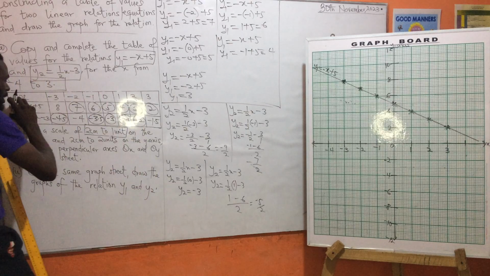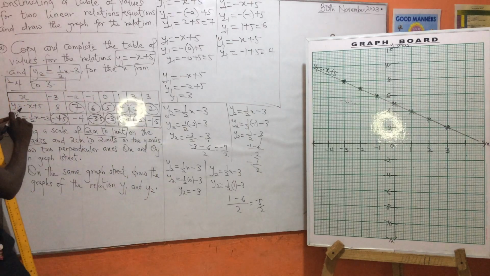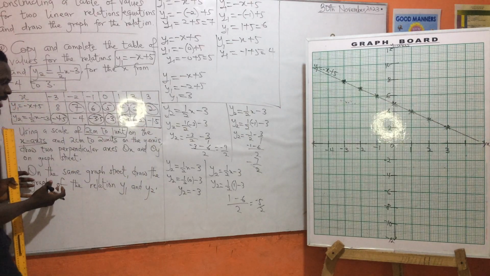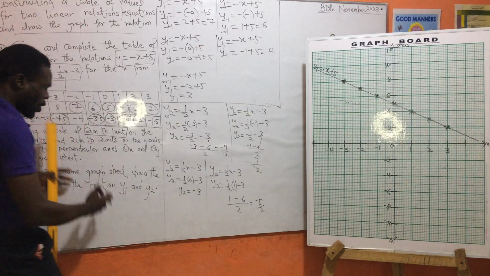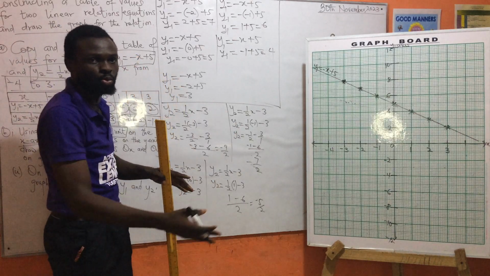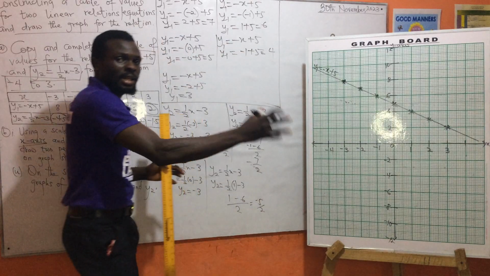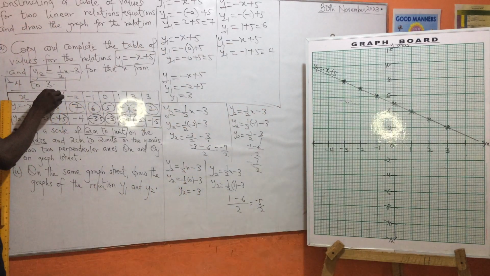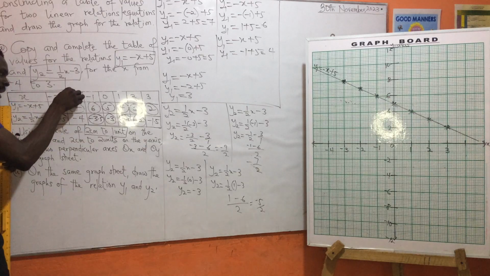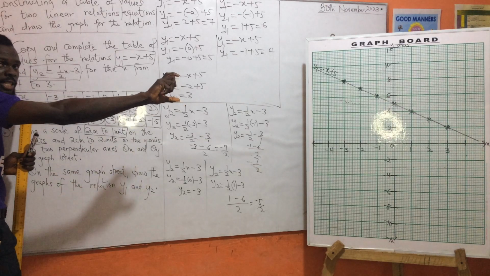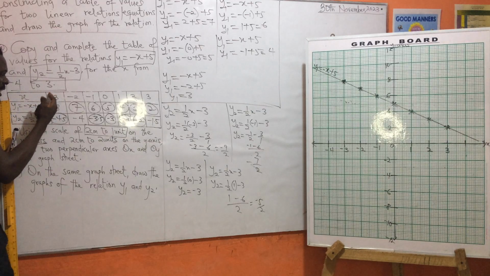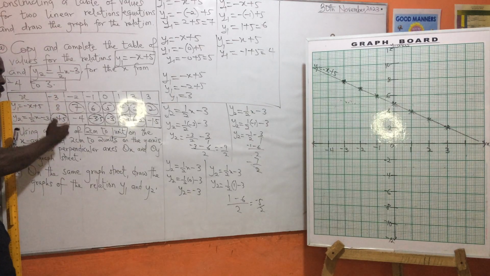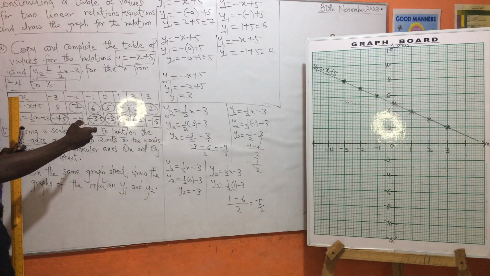So now after plotting this relation, we come to the other relation because the question is saying that draw the graph of the relation y1, y2. So we are done with y1. Let's do that for y2. But this time, we are going to take x, y, and do the plotting. So negative 3, negative 4.5.